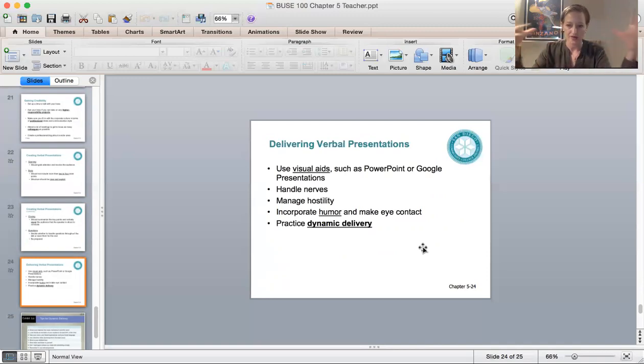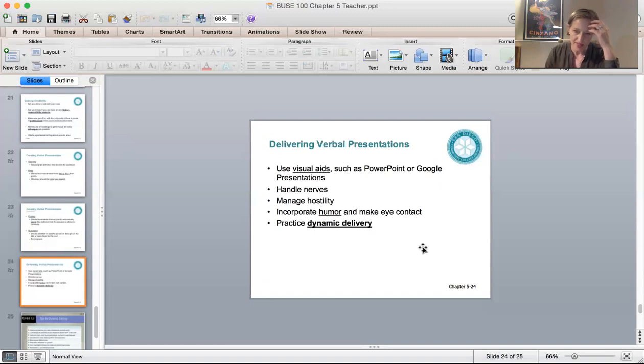Don't just stand there with nothing else for them to look at. And in those Google presentations or PowerPoints, use pictures, not clip art, because clip art is so 1992. Pictures add value, and pick the pictures correctly. Choose pictures that really do add something to the presentation. And I thought this was really interesting, and I wanted to share this with you.